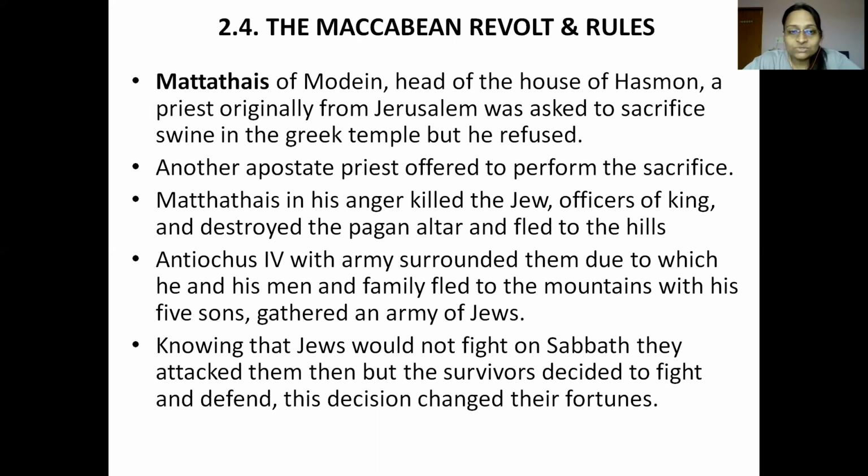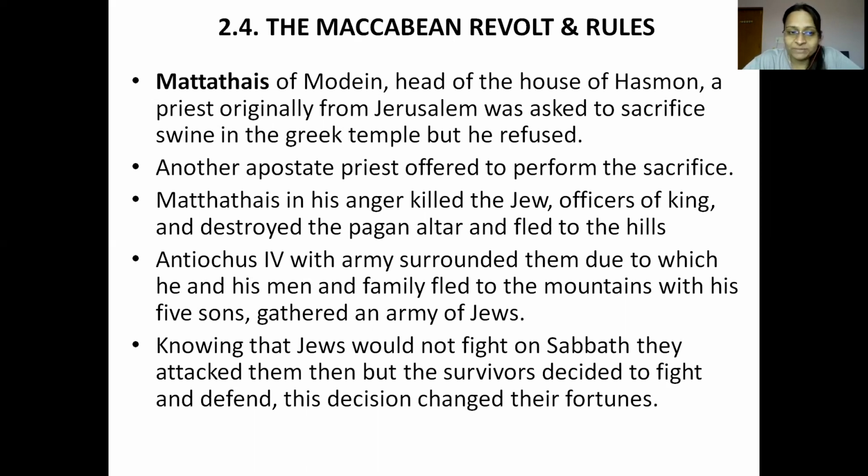Because he was asked to sacrifice the swine, he said no, he will not sacrifice the swine. And then another apostate priest comes forward and performs a sacrifice, which angers Mattathias, who was originally a priest of the Jews. In his anger, he kills that Jew and the officers of the king, and he destroys that pagan altar where the swine was offered, and he fled to the mountains or the hills with his family.